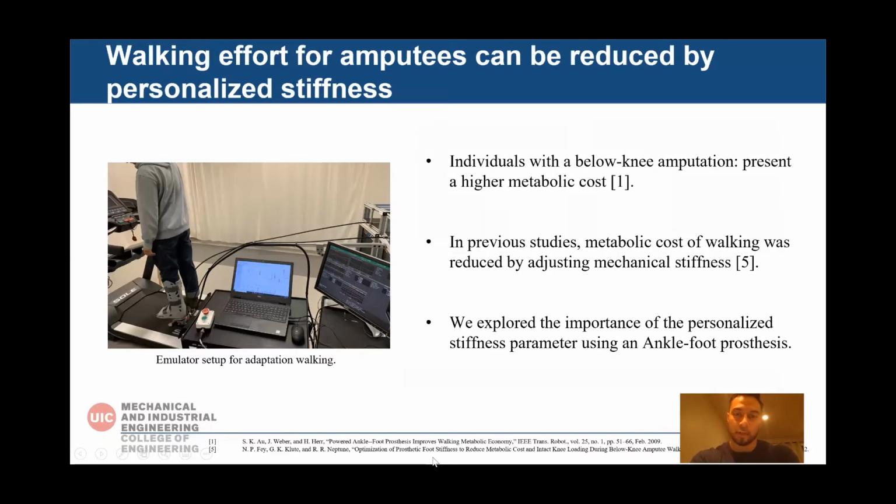The issue that we are addressing is that individuals with a below knee amputation present a higher metabolic cost. In previous studies, metabolic cost of walking was reduced by adjusting mechanical stiffness. And what we explored was the importance of this personalized stiffness parameter using an ankle foot prosthesis, specifically a robotic ankle foot prosthesis that actuated in 2 degrees of freedom.